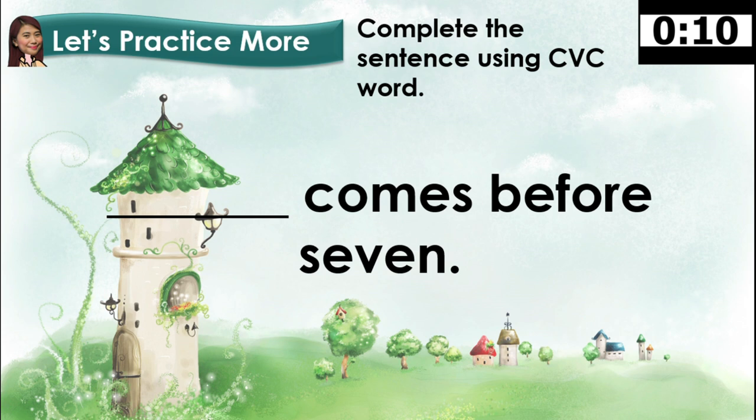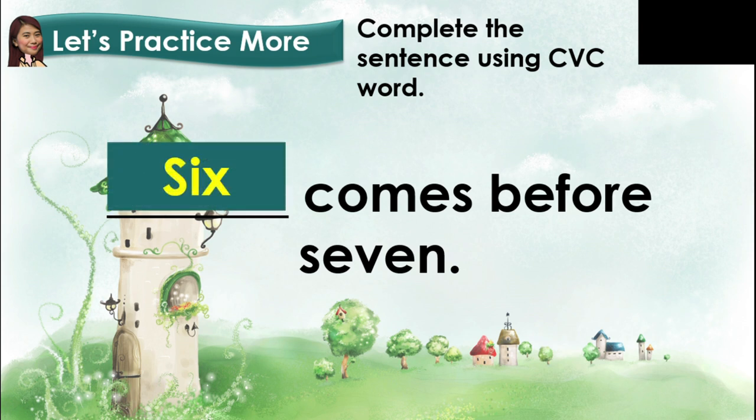Last one. Blank comes before 7. This is so easy. What do you think is the correct CVC word for this one? And the correct CVC word is 6. 6 comes before 7. If this is your answer, wow, you are really great.